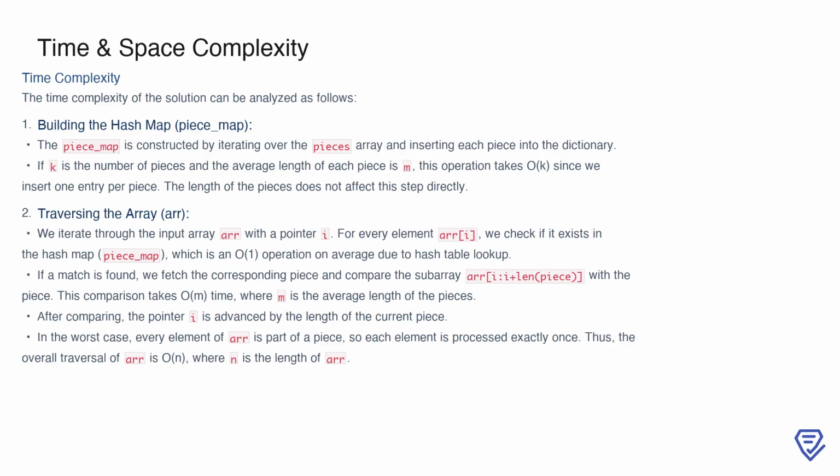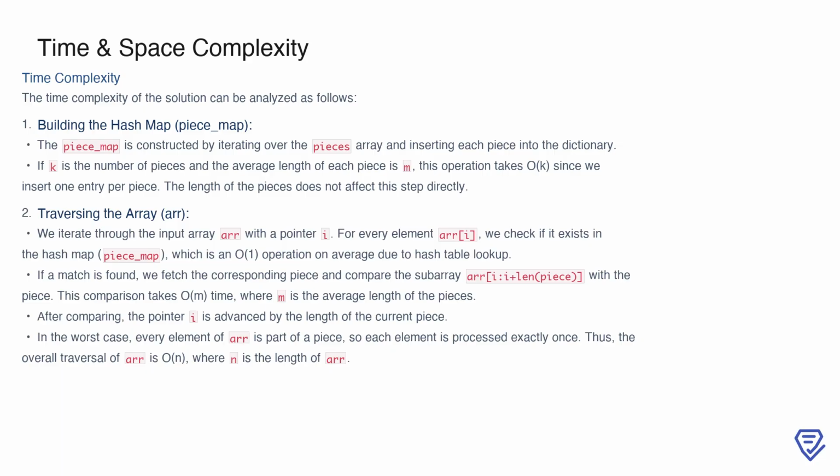Next, we traverse the input array ARR using a pointer, I. For each element in ARR, we check if it exists in the hash map, which is an O(1) operation on average because hash table lookups are constant time. If the current element is found, we retrieve the corresponding piece and compare it with the subarray of ARR starting at the current pointer. This comparison takes O(m) time, where m is the average length of a piece. After the comparison, we move the pointer forward by the length of the matched piece. Since every element in ARR is processed exactly once, the traversal of ARR takes O(n) in total, where n is the length of ARR.